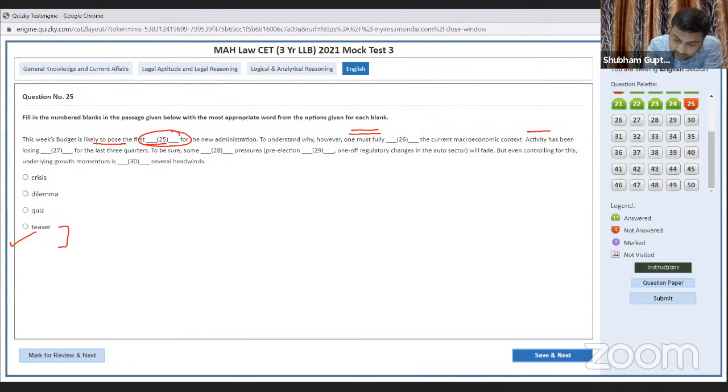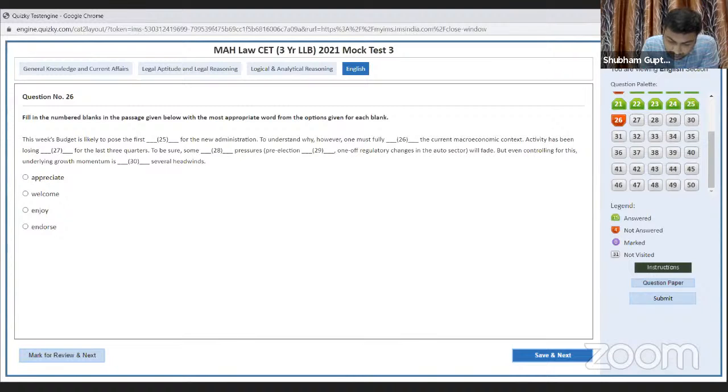Now let's read it. The weekly budget is likely to pose the first for the new administration. First what? So the correct word could be first crisis or first dilemma. Teaser and quiz do not make sense. So it should be either first crisis or dilemma. So I'll go with dilemma for now. Let's move forward.